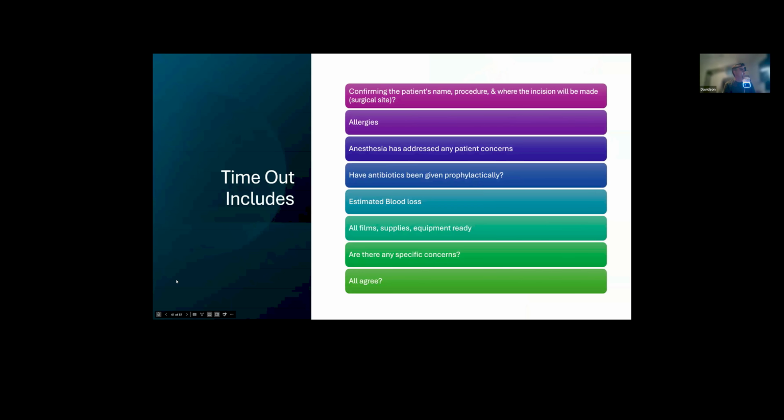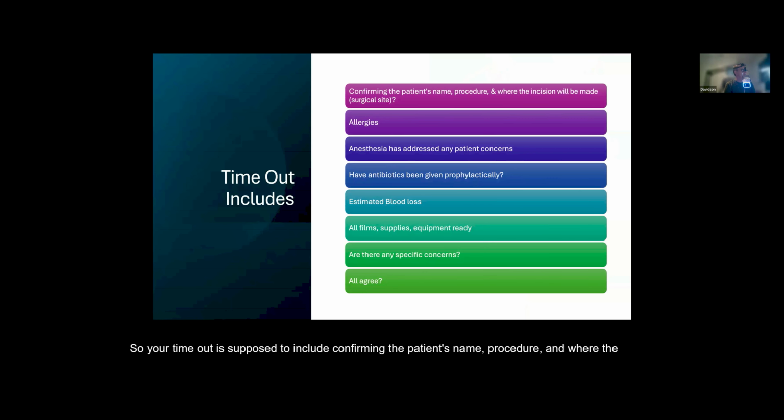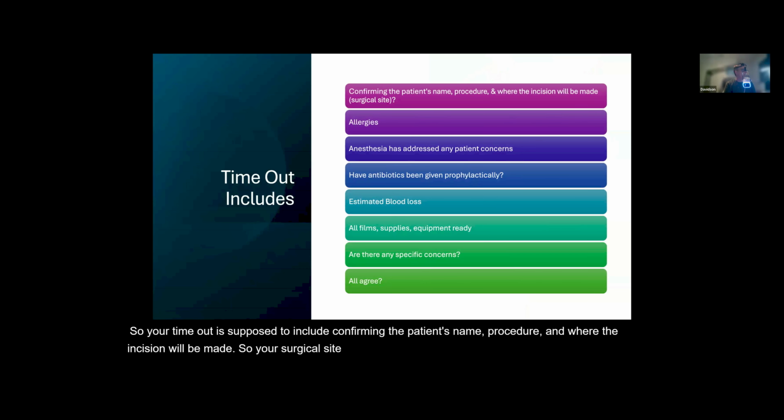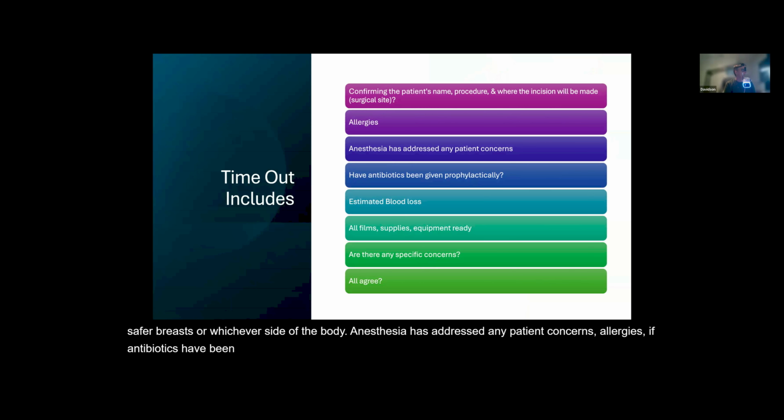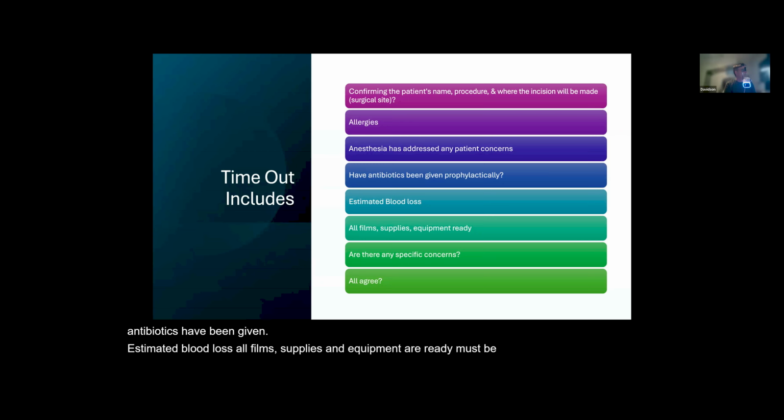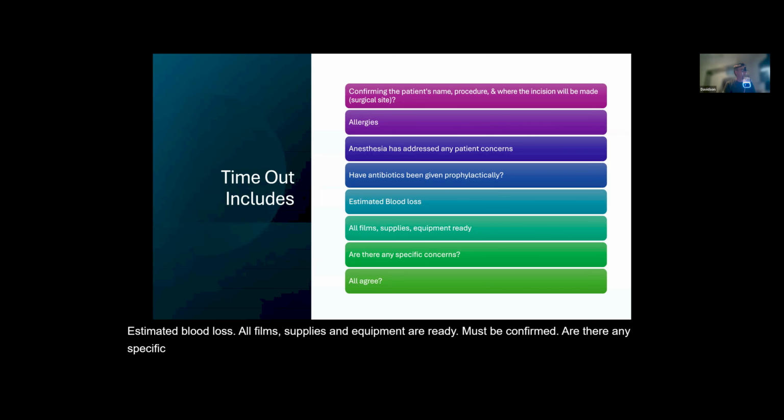So your timeout is supposed to include confirming the patient's name, procedure, and where the incision will be made. So your surgical site. So that's left or right for extremities, and then left or right, say for breasts or whichever side of the body. Anesthesia has addressed any patient concerns, allergies, if antibiotics have been given, estimated blood loss, all films, supplies, and equipment are ready, must be confirmed. Are there any specific concerns? And then does everyone agree? And I know a lot of the surgeons I've worked with will ask the surgical tech if they have everything they need.